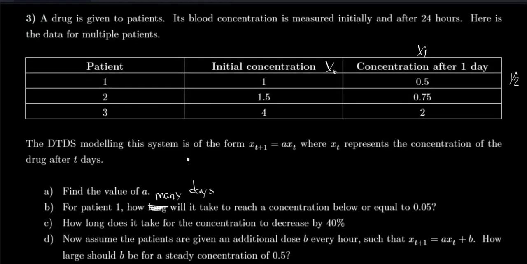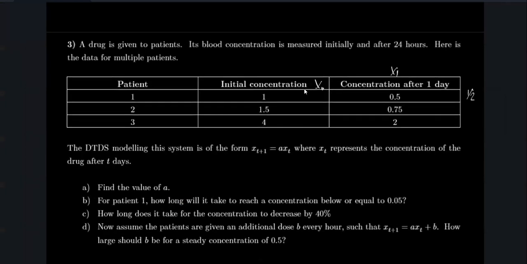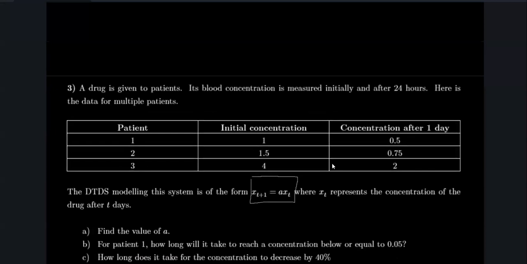So we have another problem. We have a drug that is given to patients, and we are asked some questions about it. We're told that the drug obeys the following dynamical system, or at least can be modeled by it: x of t plus 1 is equal to a times x of t, where x of t represents the concentration of that drug in the blood after t days. What we're given here is the initial concentration x naught and the concentration after 1 day, x1.